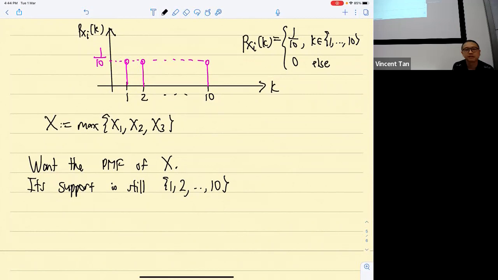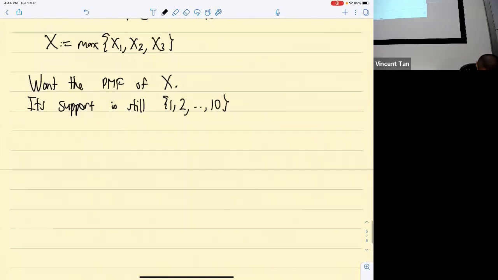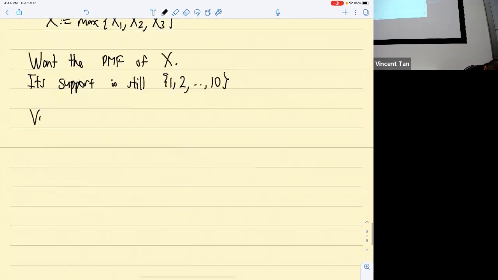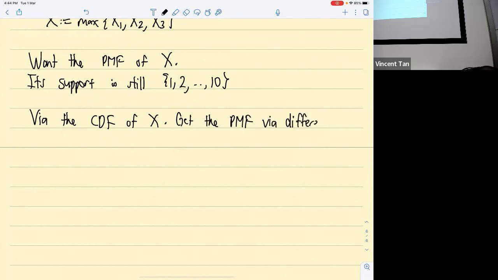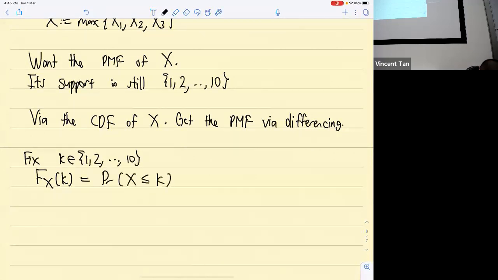Okay, so now we want the PMF of X. Its support is this. So we have to figure out what is the PMF. The way to do this is via the cumulative distribution function of X. And then we'll see that we can get the PMF via differencing, because we are in the land of discrete random variables. So let us figure this out. The PMF of X, which is the maximum of X1, X2, X3, evaluated at some k, fix k to be in 1, 2, all the way up to 10. So that is a fixed integer. There is a probability that X is less than or equal to k. That's the definition.